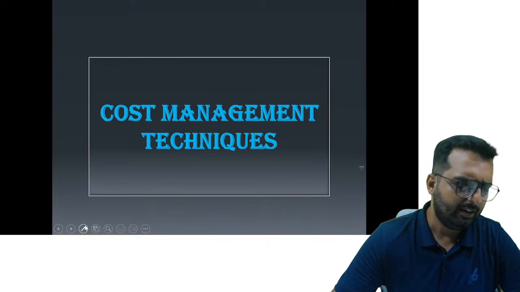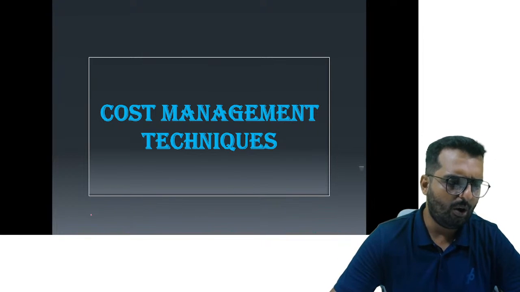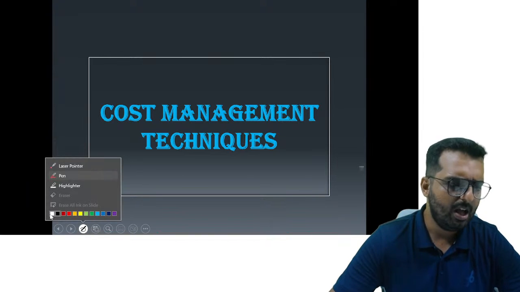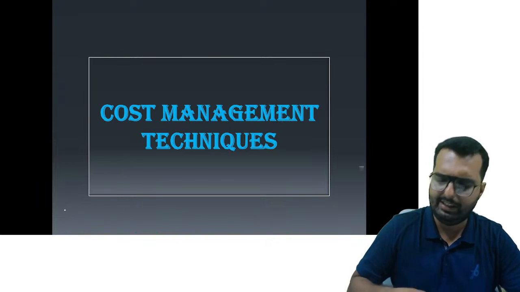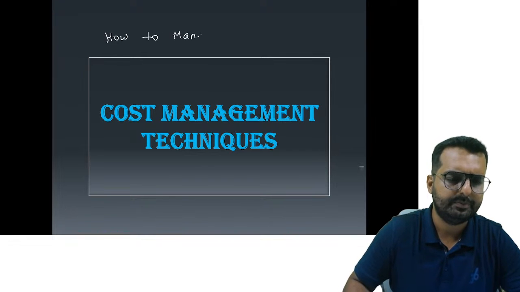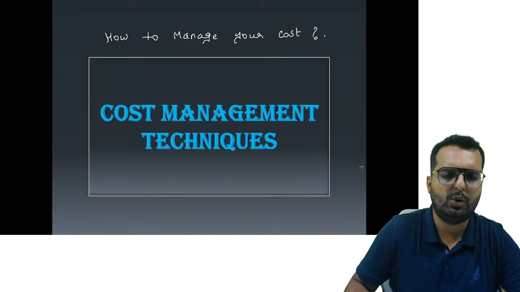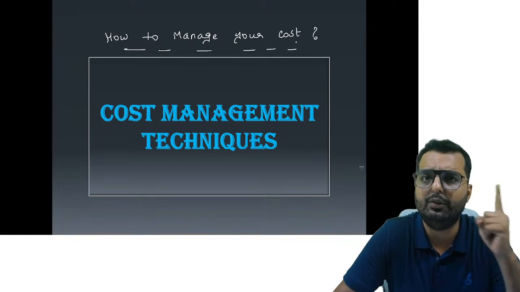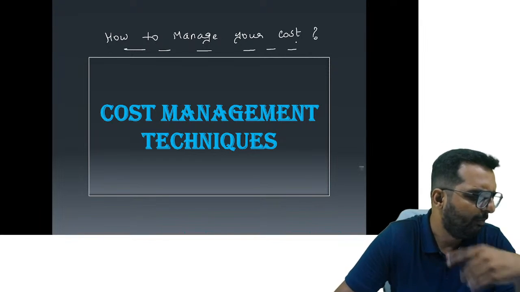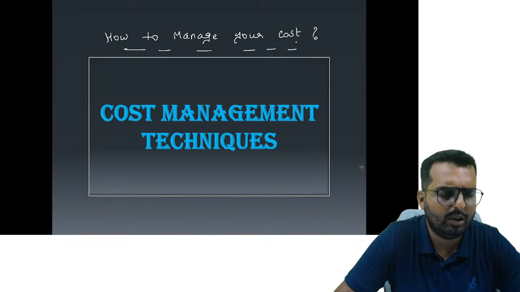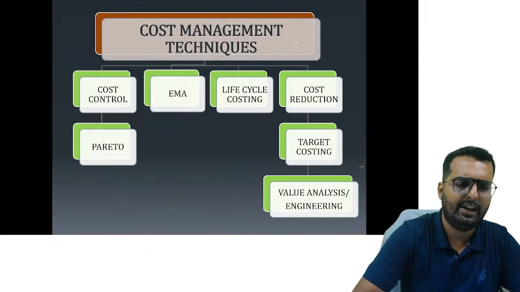Here, the term is cost management. That is not cost reduction as such. The purpose of this chapter is very simple, which is how to manage your cost. So my purpose today is, in 1 hour's time, I'll give you a revision of this entire chapter. Problem solving, you will have to do on your own. All right, friends. So I go to the next slide now.